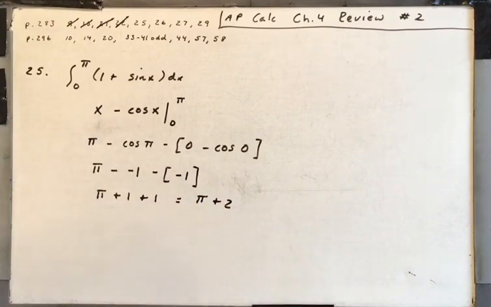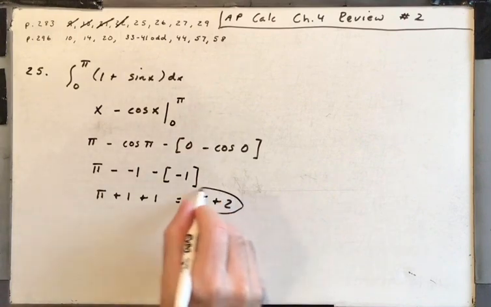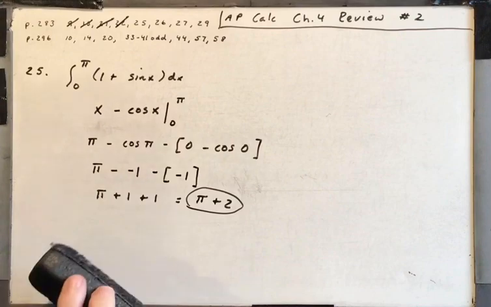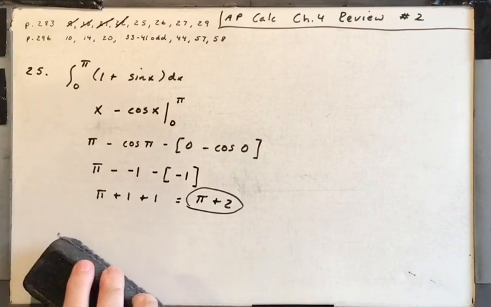Let's check the back of the book. Check, check, check, check. Number 25. Pi plus 2. Woohoo! The teacher did okay on that problem. 3 more to work.